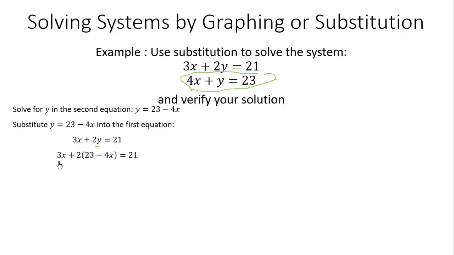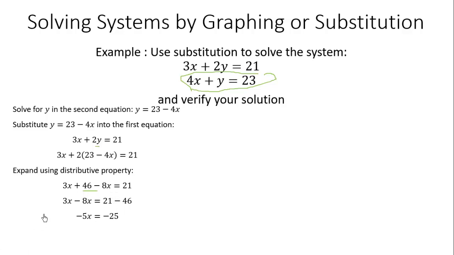Wherever we see y, we replace it with 23 minus 4x. That will give us 3x plus 2 times (23 minus 4x) is equal to 21. We now use the distributive property to expand. So 2 times 23 will give us 46. Then 2 times negative 4x will give us negative 8x. Now we group like terms: 3x minus 8x, then we have 21 minus 46. We simplify to get negative 5x is equal to negative 25.